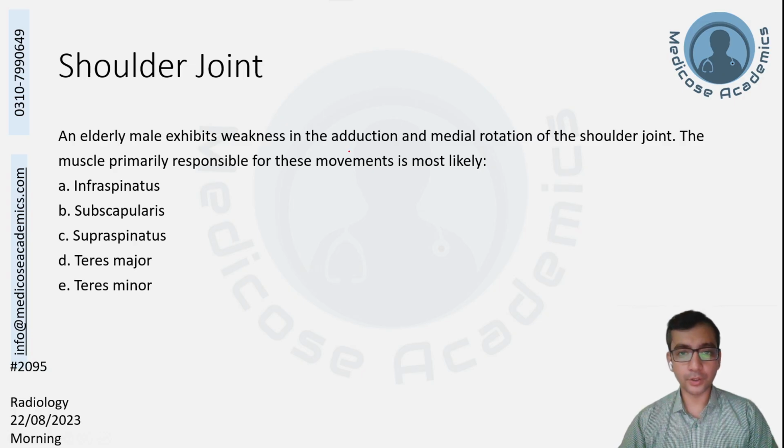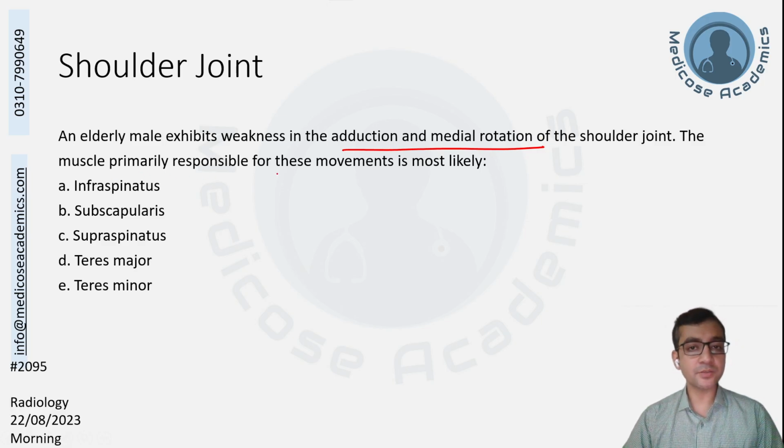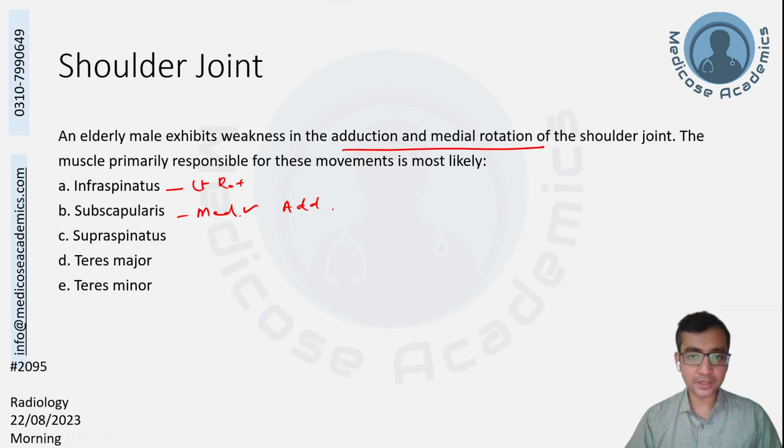So you are going to be asked about the muscle function: adduction and medial rotation of the shoulder joint. The muscle primarily responsible for this movement is the infraspinatus? It does lateral rotation, so that's out. Subscapularis does medial rotation. It's a very strong medial rotator. It does adduction, but it's not a very strong adductor.